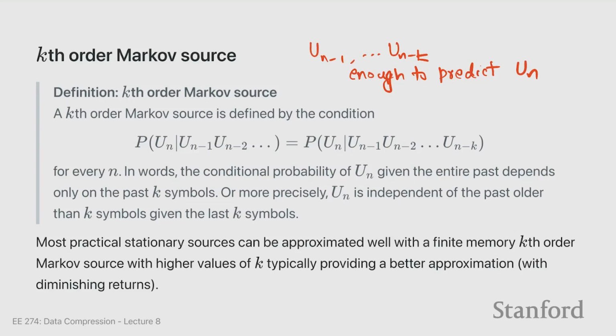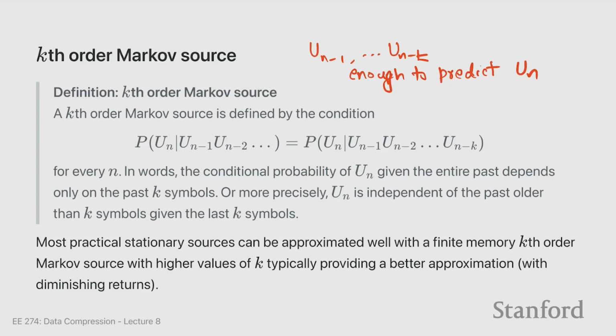So we saw that in stationary sources you could have arbitrary time dependence, but in a kth order Markov source you depend on just the past k symbols. If you are generating this, you take the last k symbols, generate the next one, then take the last k again, generate, and so on. Most practical stationary sources can be approximated well with a finite kth order model, and you can go to higher k and get a better approximation with diminishing returns.